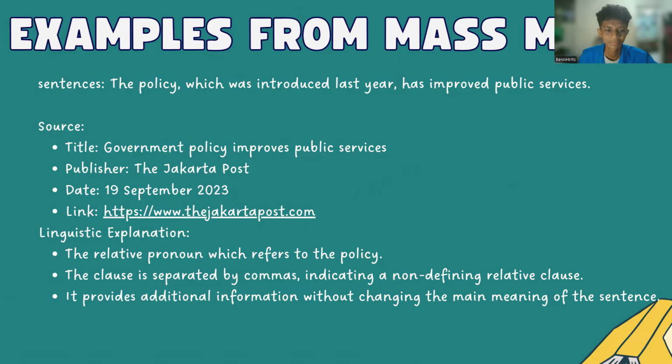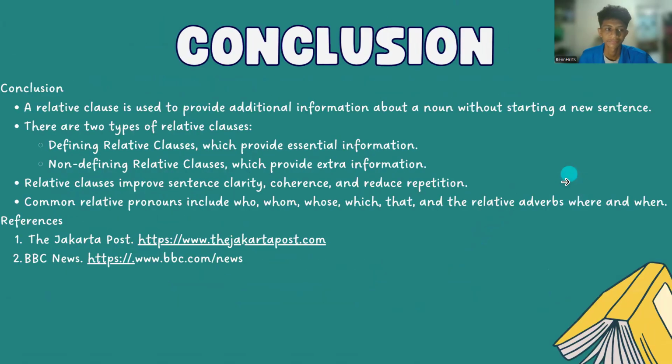The clause is separated by commas, indicating a non-defining relative clause. It provides additional information without changing the main meaning of the sentence. And this is for the conclusion. So, a relative clause is used to provide additional information about a noun without starting a new sentence.